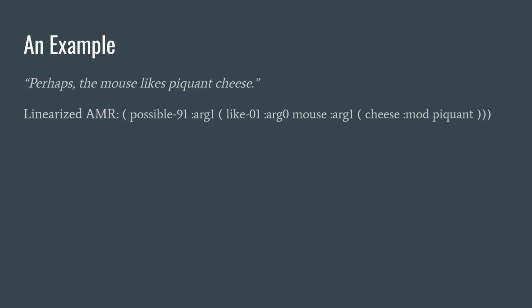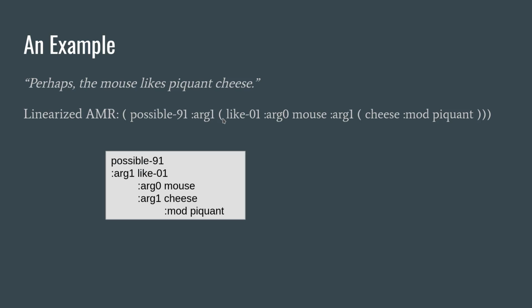Here's an example. This is the sentence, perhaps the mouse likes piquant cheese. And here we have the linearized AMR. We see already that it's not so pleasant for the eye to understand. But we have also the multiline indented penman structure, which is already a bit more clear, and it's nicer to look at with our eyes because it provides some additional structure.